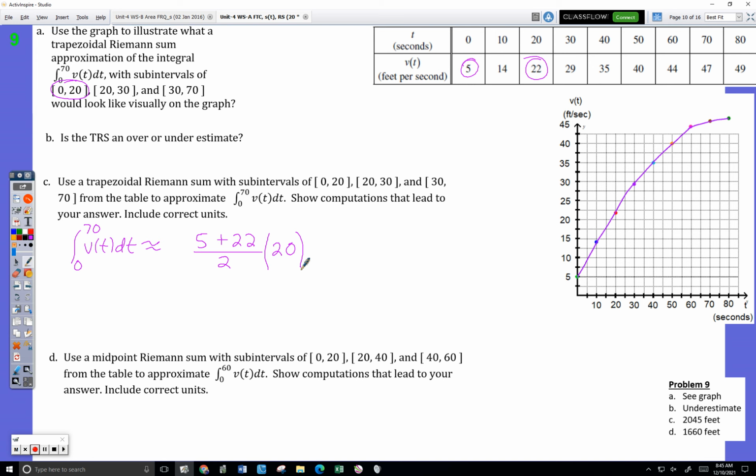Questions? Okay, we'll start back on the front. So Cougar, following that pattern, what's the next thing I would write for this particular Riemann sum? 22 plus 29 divided by 2 times 10. Nicely done. 2 points.